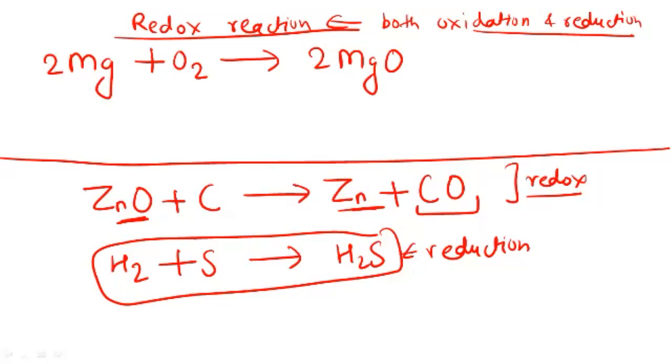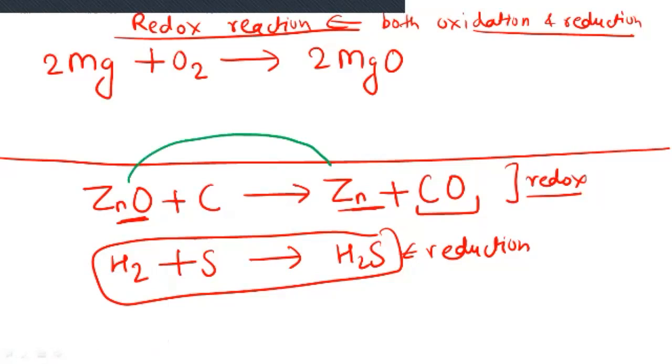Okay, let me first. I think I have taken the example of oxidation and reduction both here. I'll just quickly explain this. यहाँ पर ZnO से Zn बना है, so this is reduction. This is nothing but the reduction. And here carbon has become carbon monoxide, so here is the oxidation. So that's why it is both oxidation and reduction. Okay.